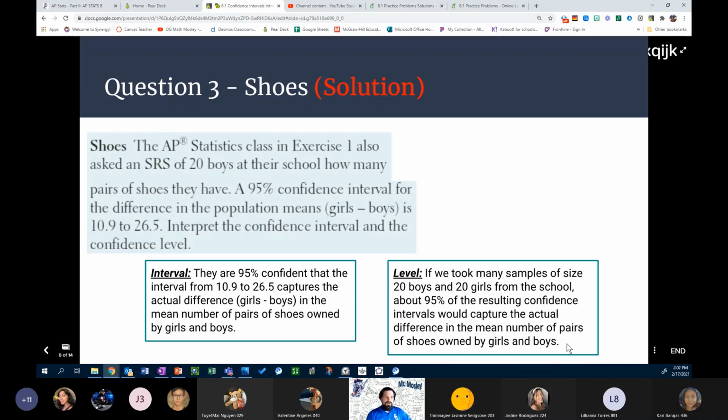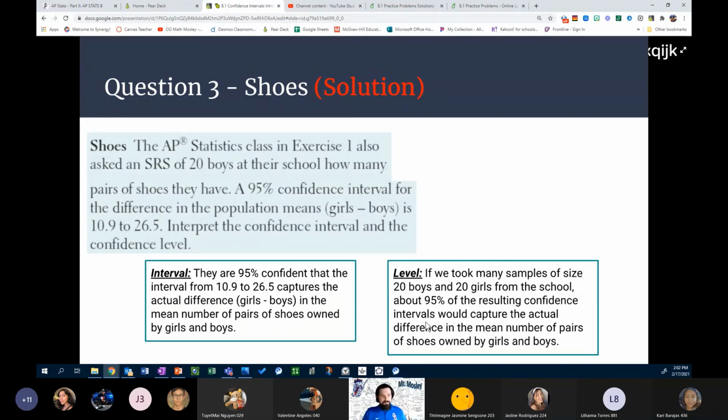So again, some of the key things when interpreting the confidence level is saying, if we did this many times, if we took many samples, something to that effect. If we repeated this sampling many times, right? About 95% of the resulting confidence intervals, that's plural, more than one interval, because each sample gives us an interval, right? And when we can see all those intervals, 95% of them would capture the actual difference in the mean number of pairs of shoes, right?